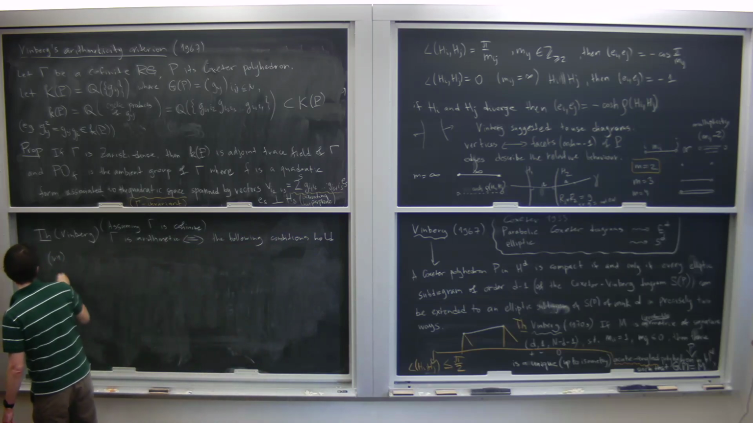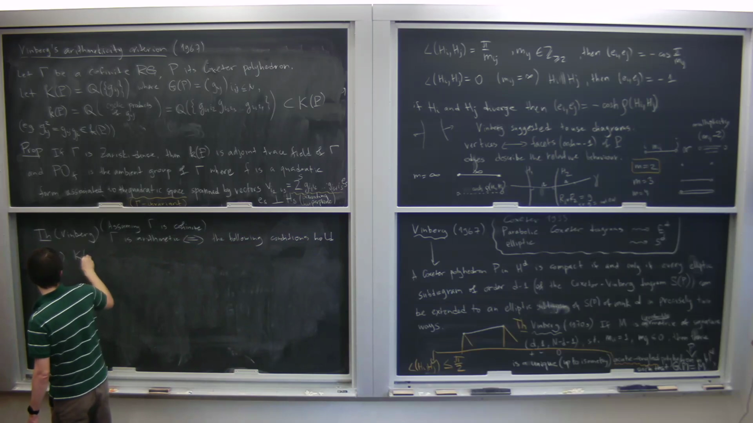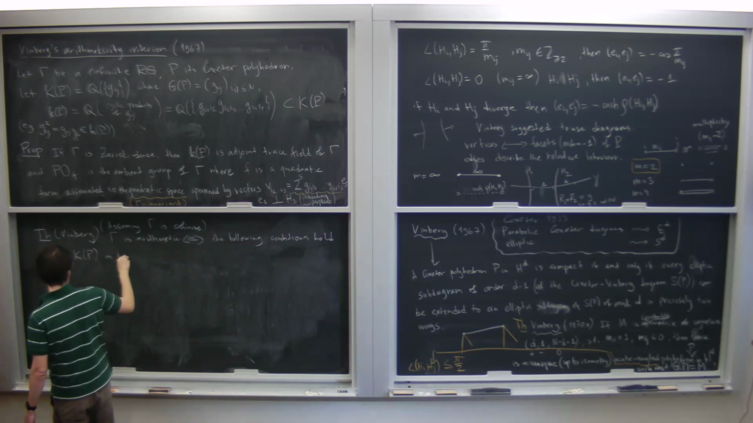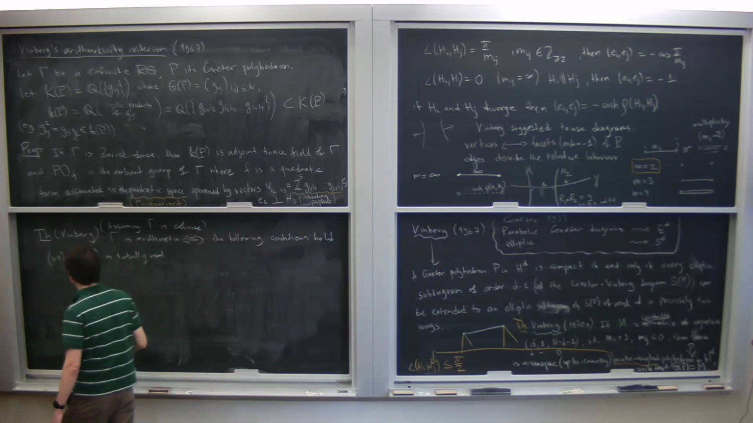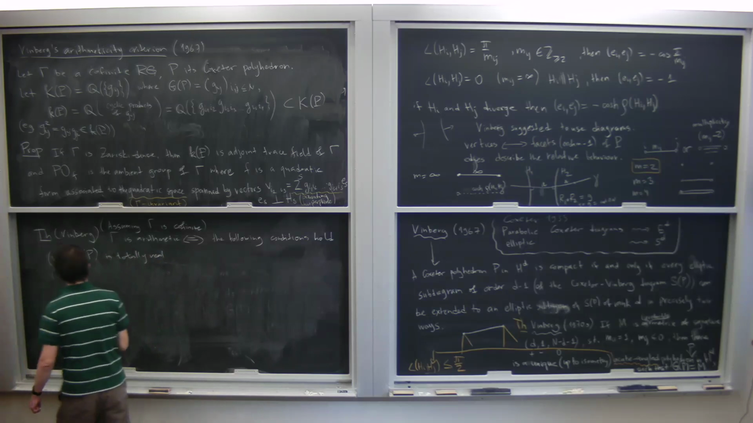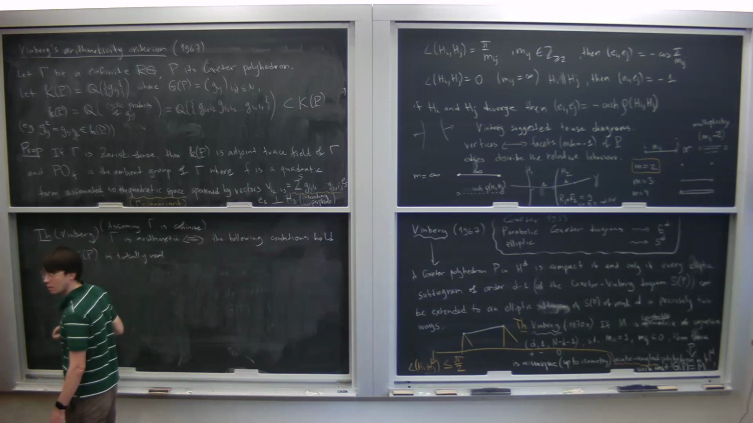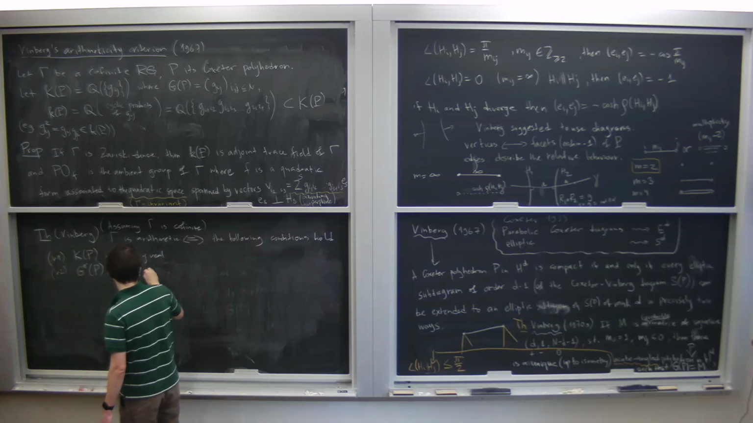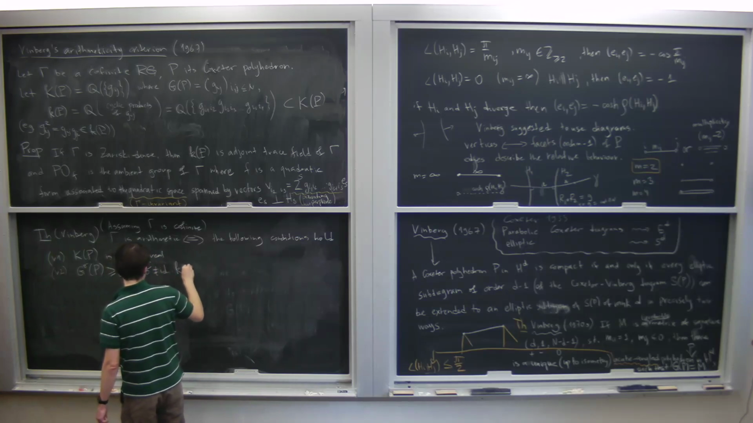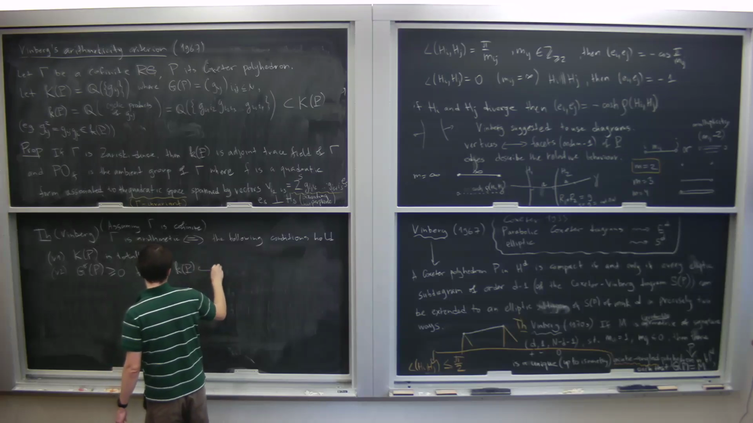Condition V1: K of P is totally real. Condition V2: the Gram matrix of P becomes positive semi-definite under all non-identity embeddings of the smaller field. So G sigma of P is positive semi-definite for all non-identity embeddings of the smaller field into R.